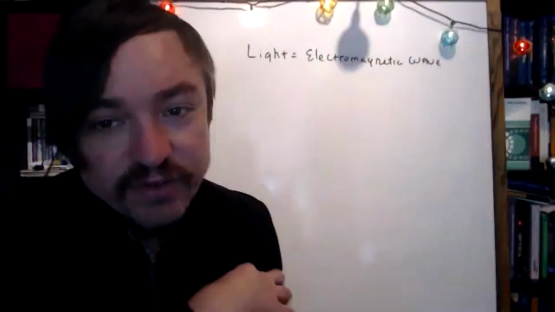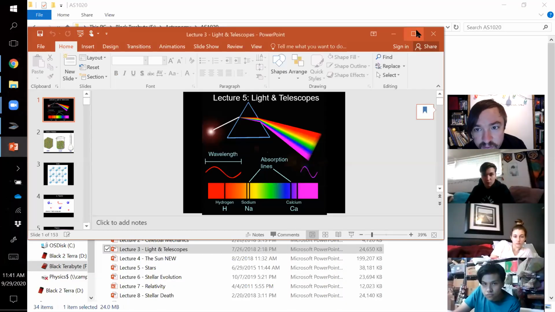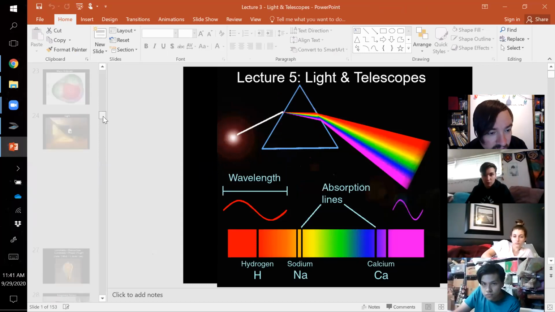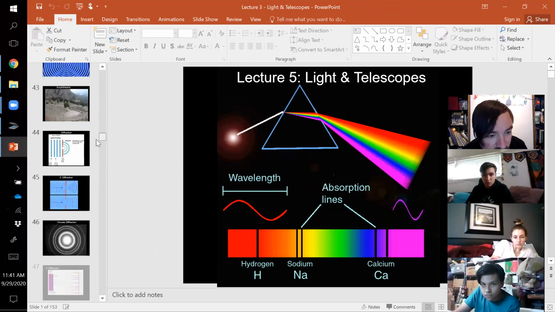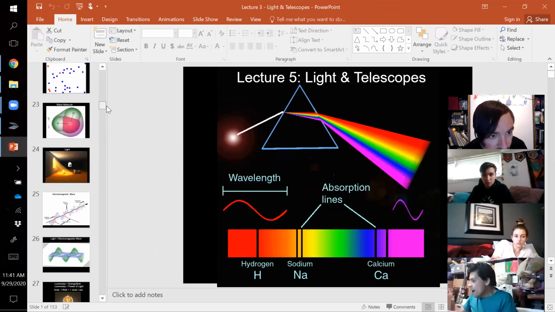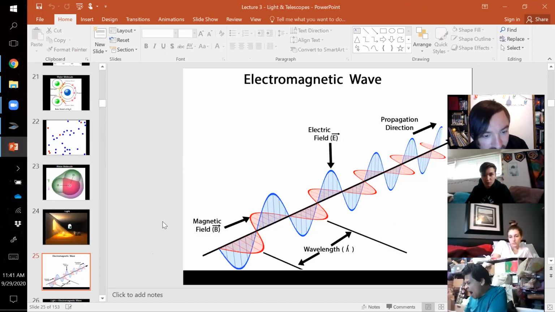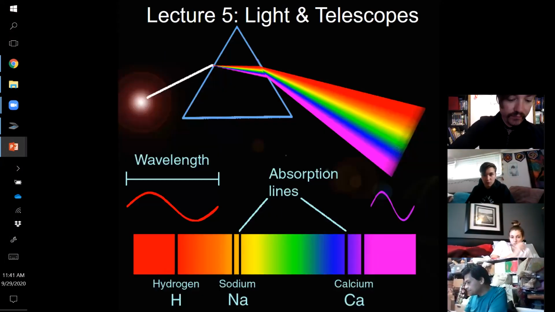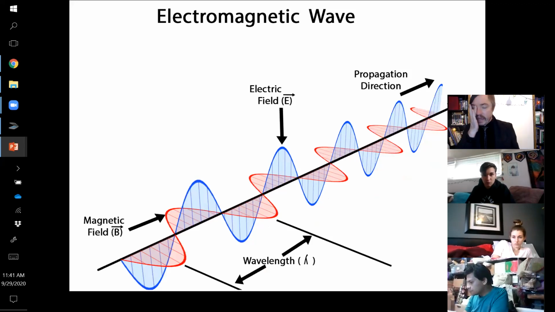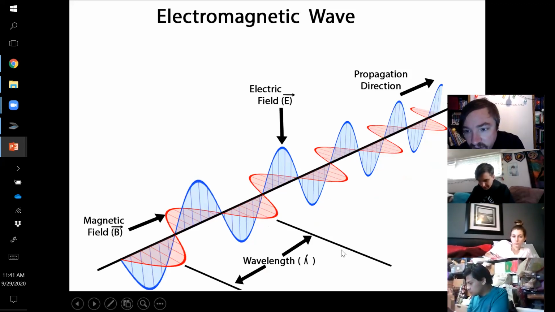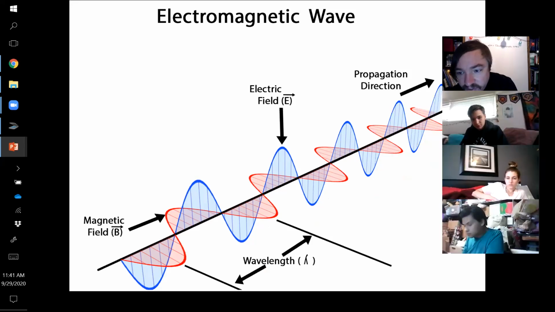Okay, light is an electromagnetic wave. And let's look once again at our diagram of an electromagnetic wave so that you guys can remember how this works. When you study light for the first time in a physics course, you're usually shown a picture that looks a little something like this. You see an oscillating electric and magnetic field. The two fields are perpendicular to each other.